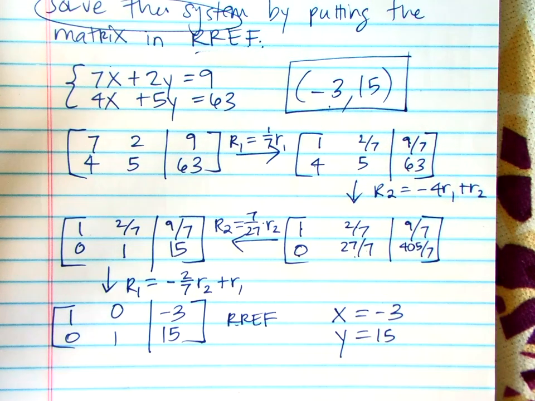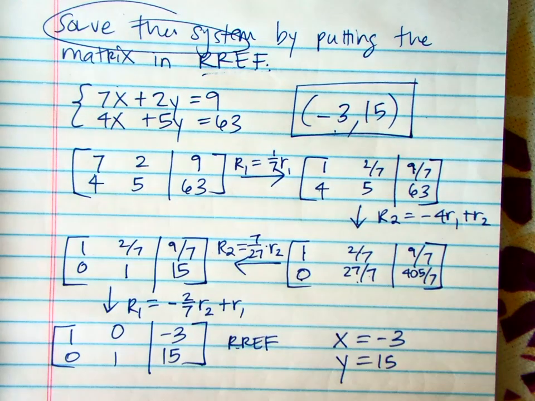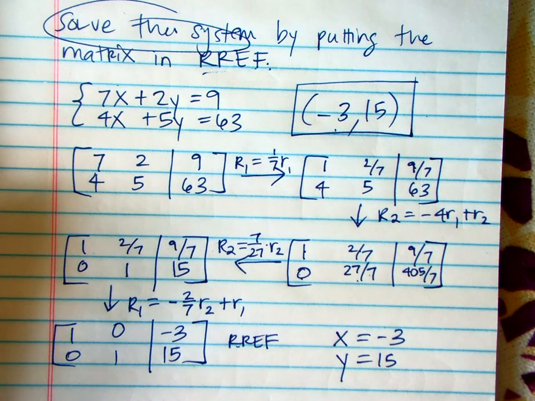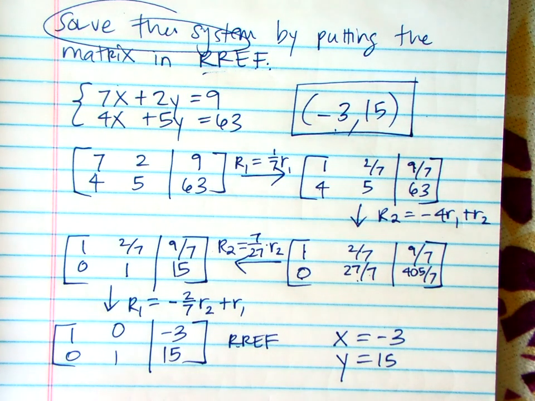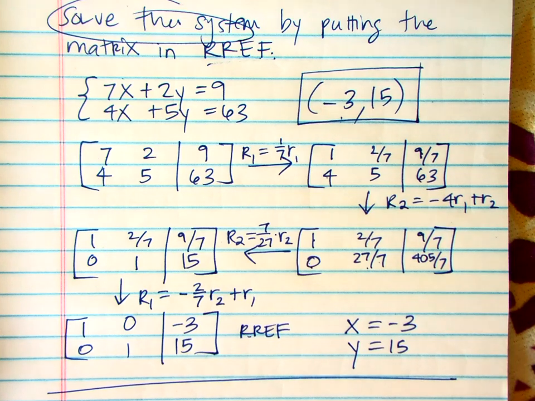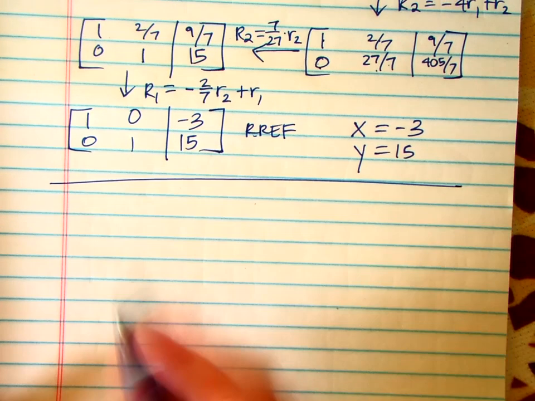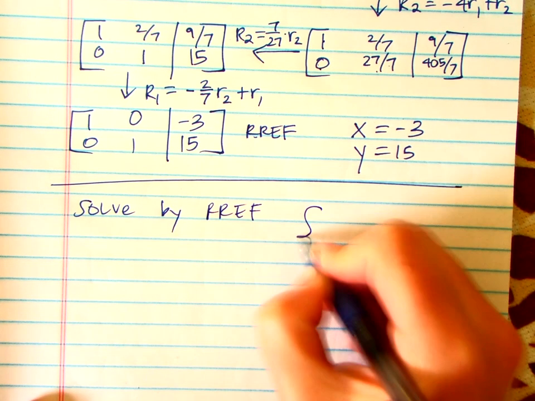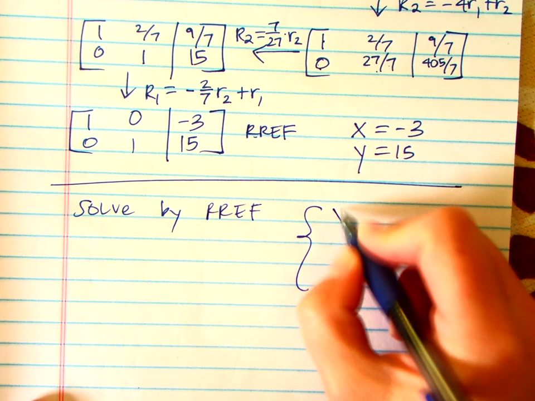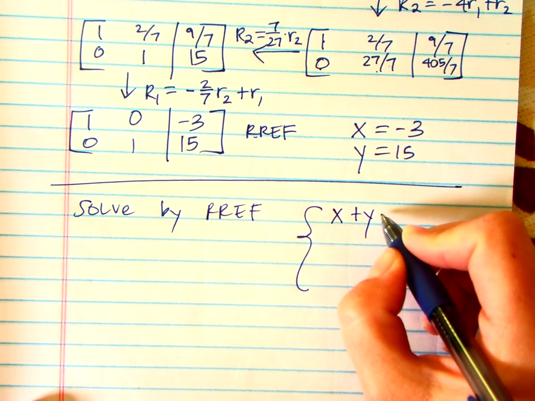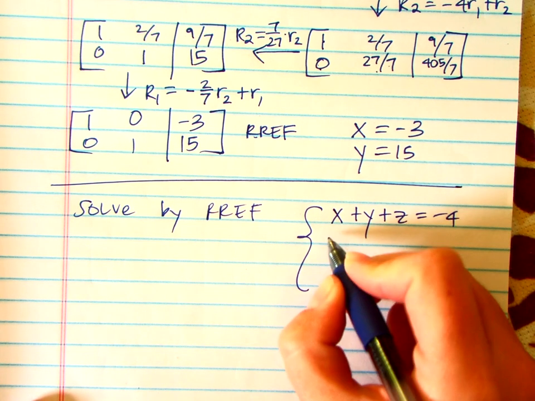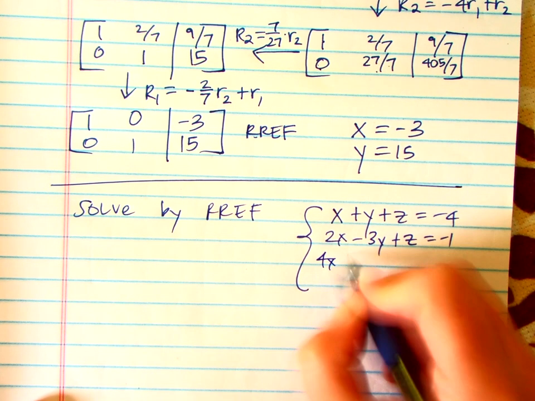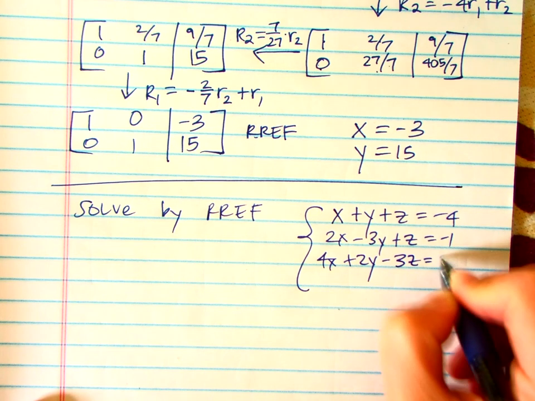So if we go back to that 3 by 3, 3 equation, 3 variable one, you can go back in the video, or let's just try another one that we don't have an answer for. Because why not? We have all the time in the world. Let's solve by reduced row echelon form. So here's our system: x plus y plus z equals -4, and 2x minus 3y plus z equals -1, 4x plus 2y minus 3z equals 33.